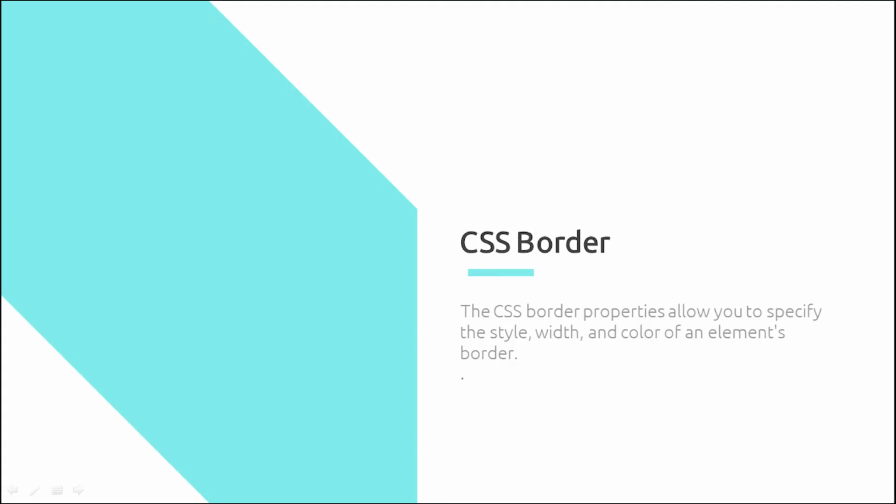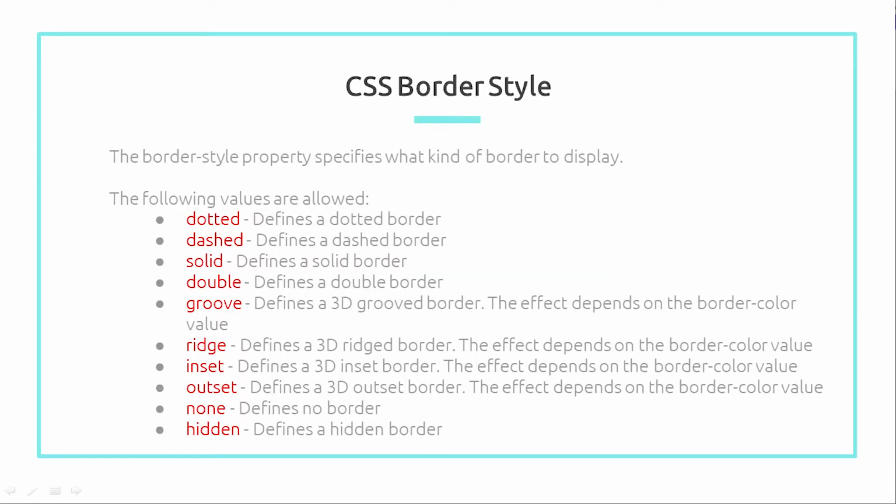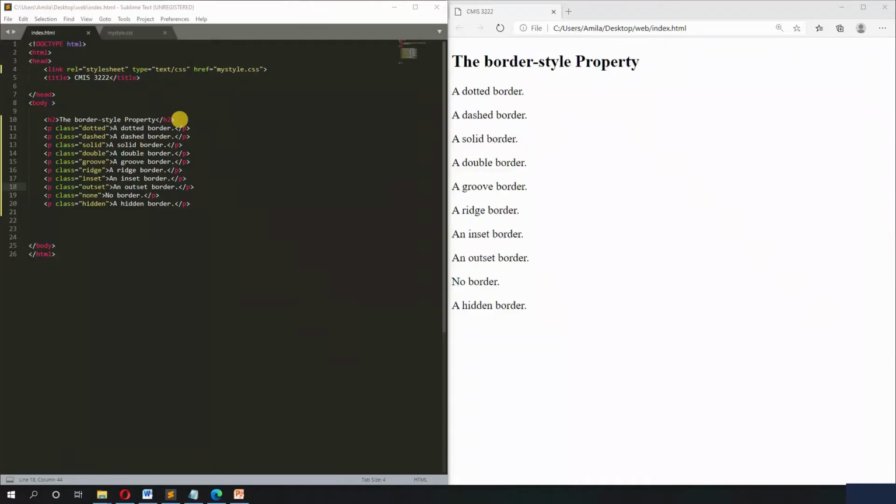CSS border. The CSS border properties allow you to specify the style, width, and color of an element's border. CSS border style. The border style property specifies what kind of border to display. The following values are allowed: dotted, dashed, solid, double, groove, ridge, inset, outset, none, hidden. We have many paragraphs. Each paragraph has different classes.